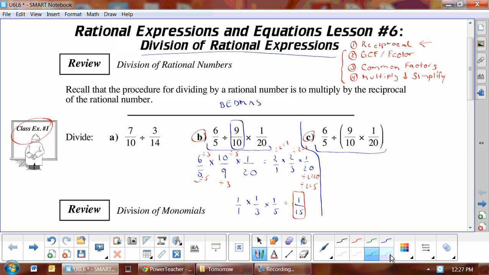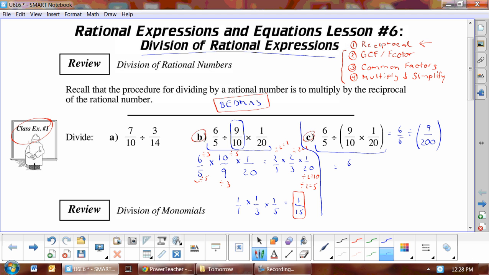Okay. So C is a little bit different because we have the brackets. So because we learned our order of operations all the way back in, I think, about grade 7, we know that we have to deal with what's in the brackets first. So we'll just go 6 over 5 divided by, and we can't really divide out any common factors, so we're just going to go straight to 9 over 200.